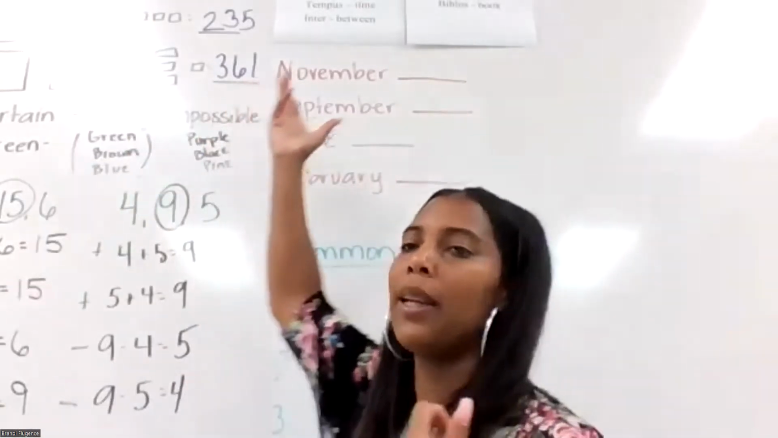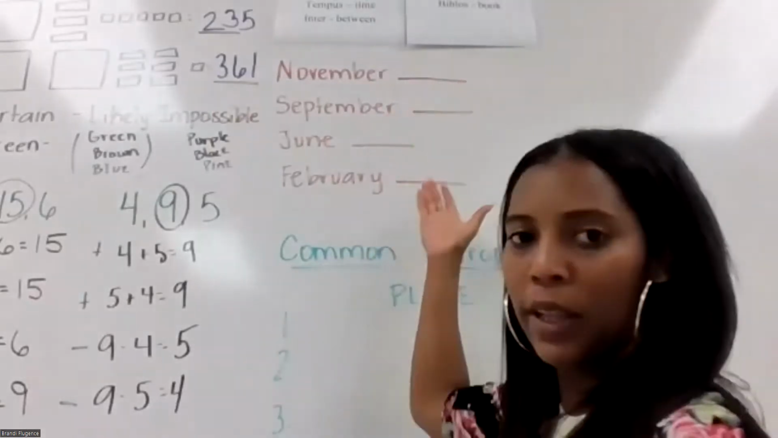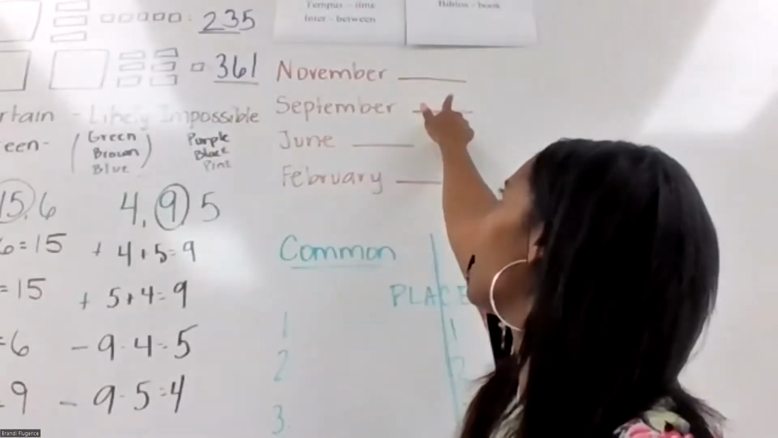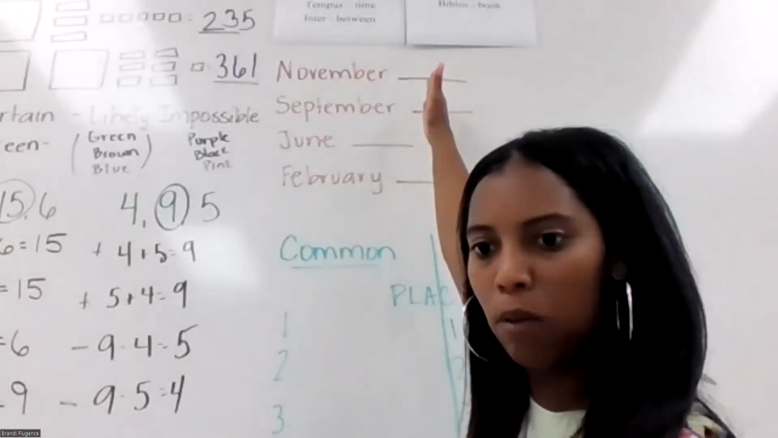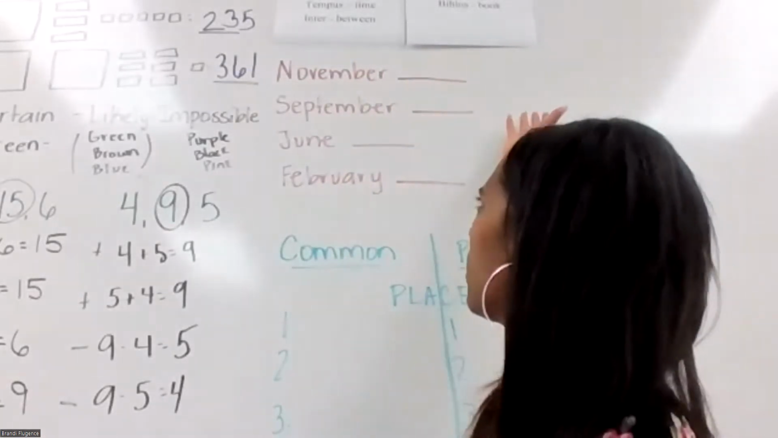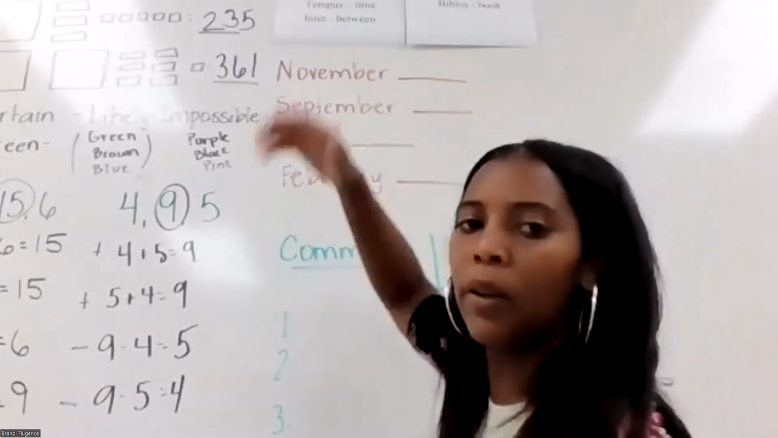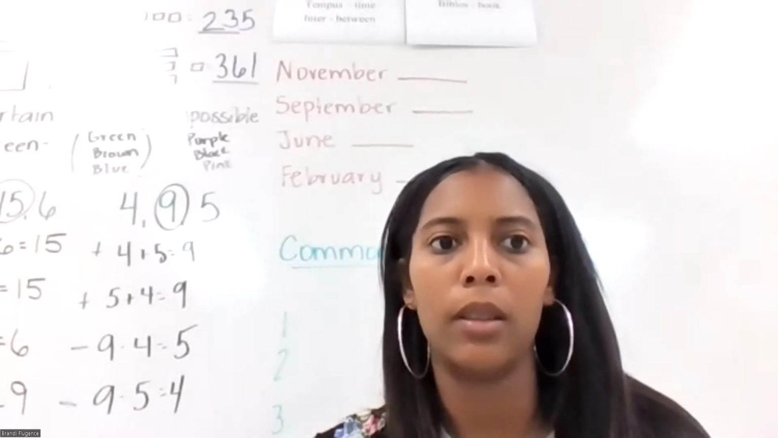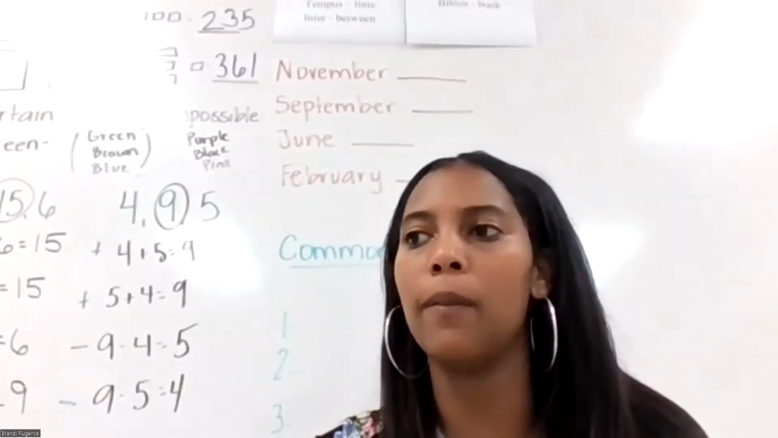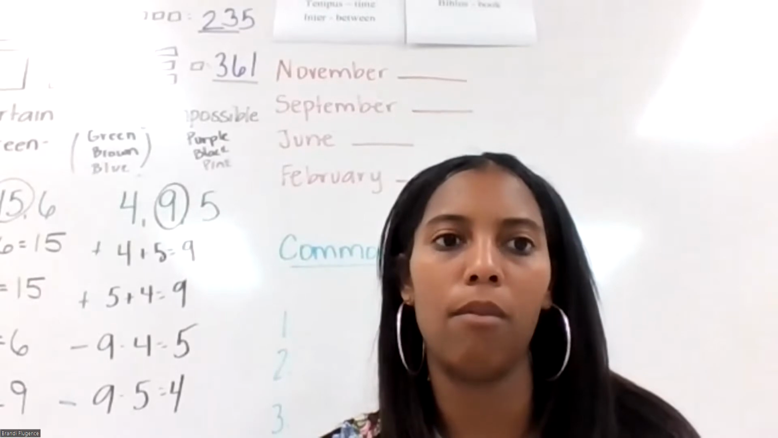So I have 4 months up here. It's really simple today. Just abbreviate them. Write the name of the month on the line, and then copy this first and then abbreviate it after. I'll give you about 5 minutes to work on that because it's not so much to do. Abbreviate these months: November, September, June, and February.